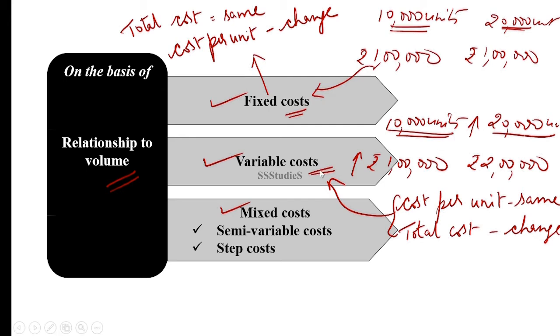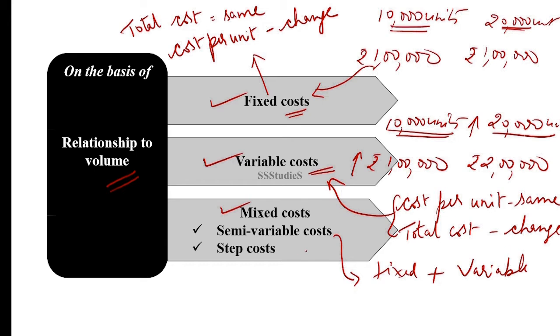Then we have mixed cost, which can be either semi-variable cost or semi-fixed cost. And then we also have step cost. So what is semi-variable cost? Semi-variable cost is partly fixed and partly variable. Some portion of the cost is fixed and some portion is variable. Such costs are called semi-variable costs. It will have a fixed component below which it will not fall at any level of output.